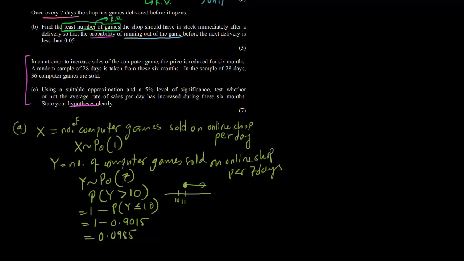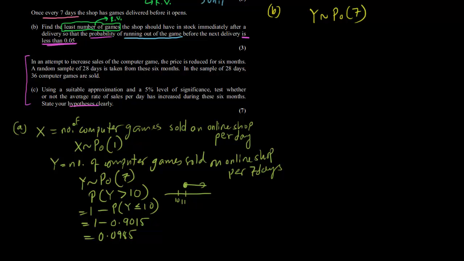So the probability is, now they're talking about probability. So the probability is less than 0.05. Okay, so this is quite interesting. So let's write this down. So we have 7 days. So we have basically the same distribution, so I don't have to define it. I'm going to write Y Poisson 7.